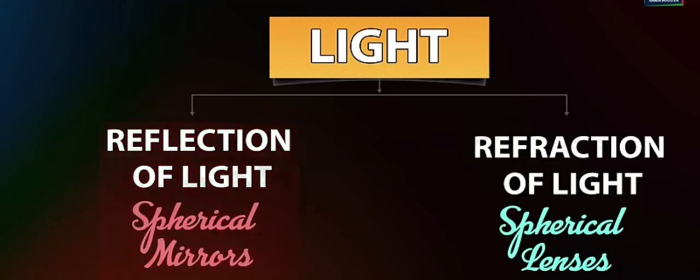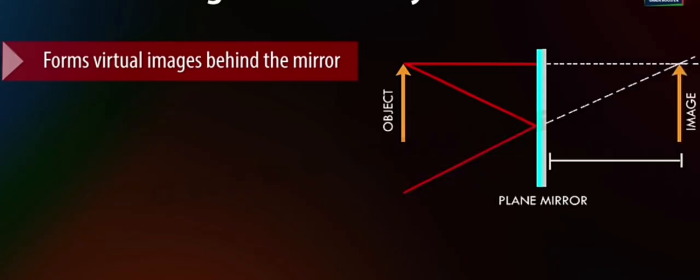First, let us study the reflection of light with the help of mirrors. This is a plane mirror. When a light ray strikes a plane mirror, it gets reflected back. According to the laws of reflection, the angle of reflection is equal to the angle of incidence. Image formation. Plane mirrors create virtual images that appear to be located behind the mirror at the same distance as the object in front of the mirror. These virtual images are not real. That means they cannot be projected onto a screen. They are formed by the apparent intersection of reflected light rays when extended backward.